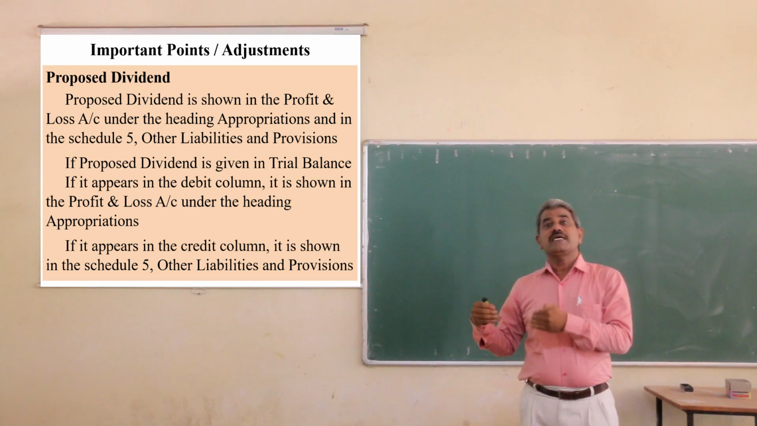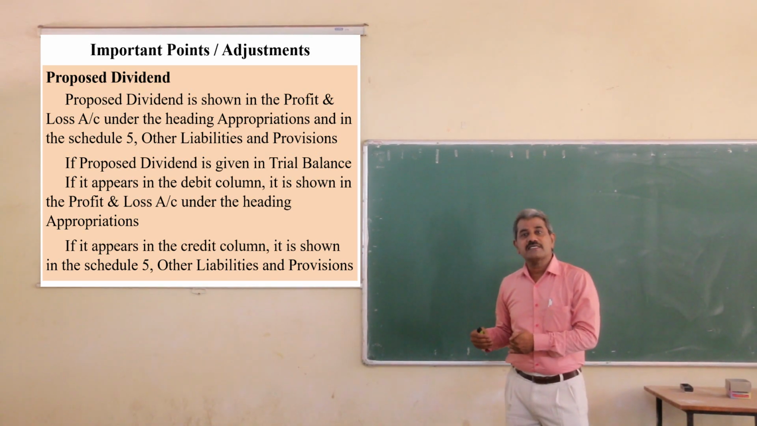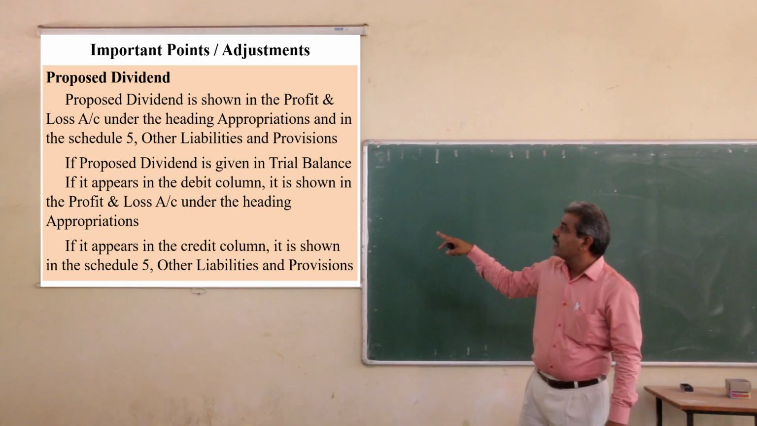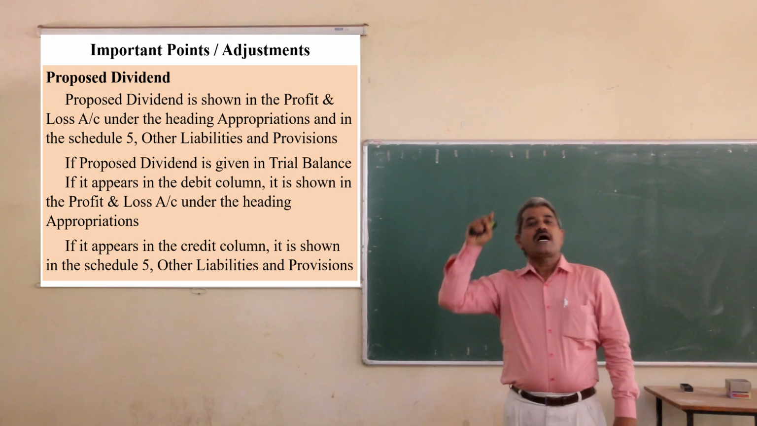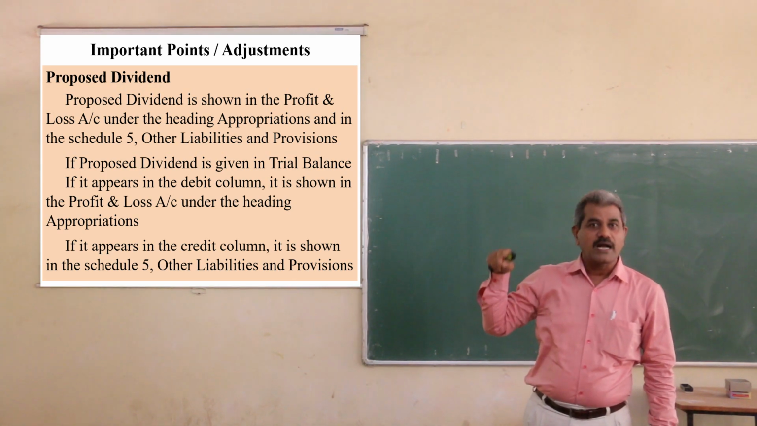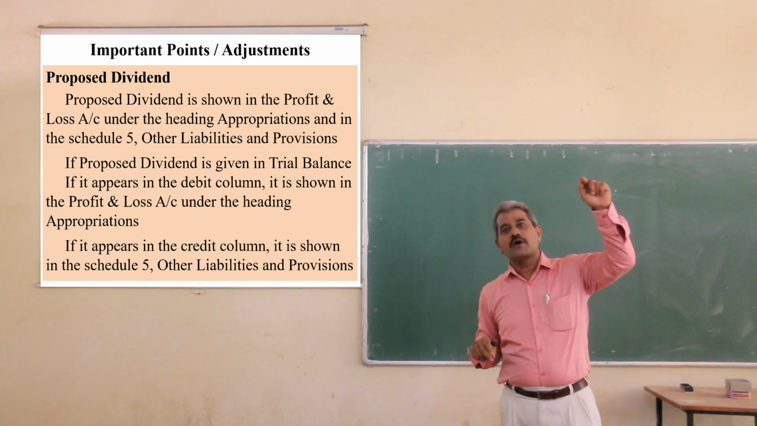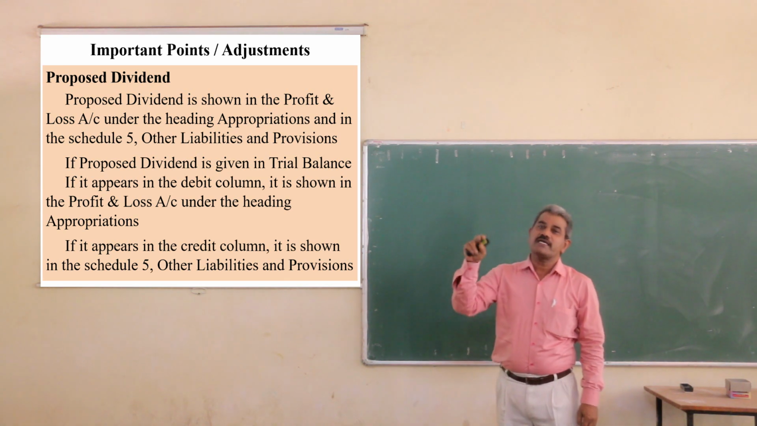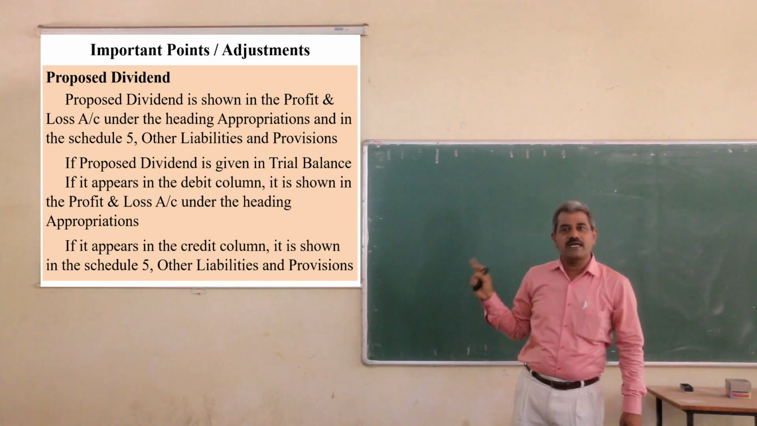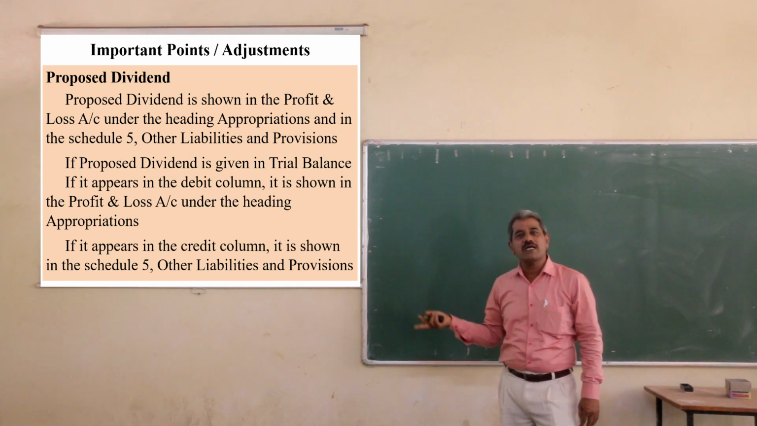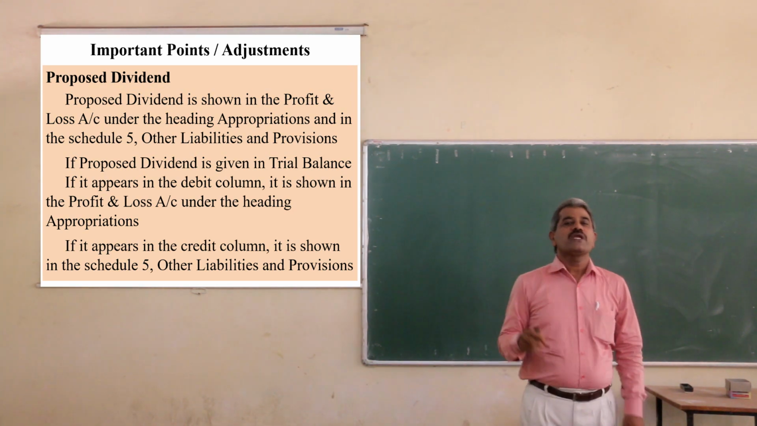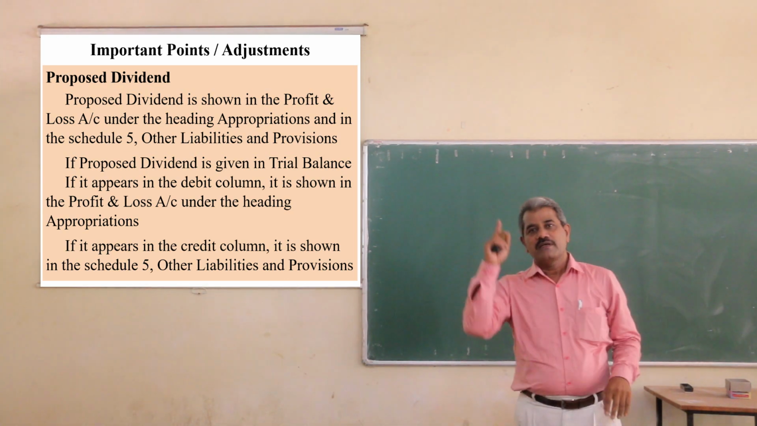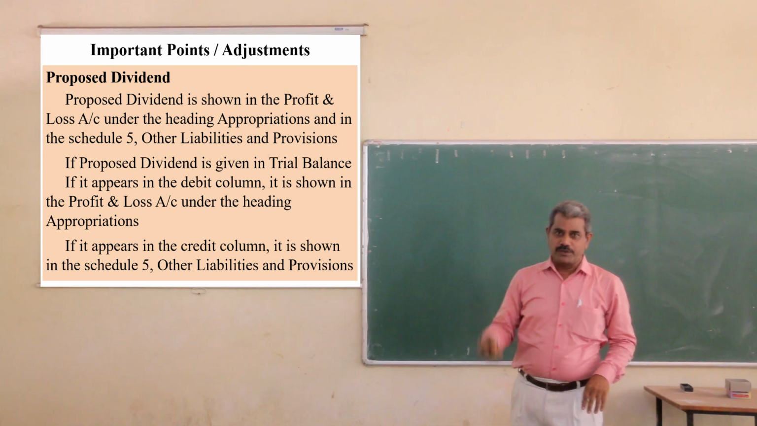If it appears in the trial balance, if it appears in the debit column, then it should be shown under the heading appropriations in the profit and loss account. And if it appears in the credit column of the trial balance, then it should be shown in schedule number 5, other liabilities and provisions.